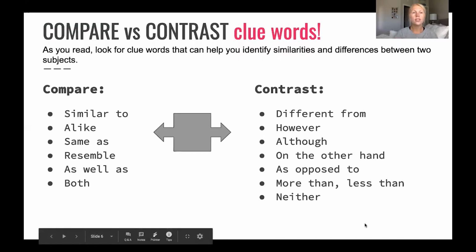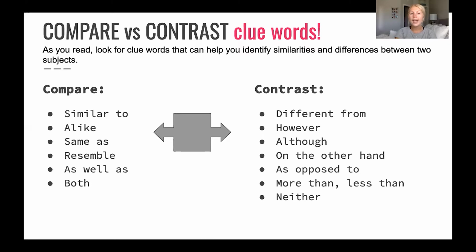So let's look at compare and contrast clue words. As you read, look for clue words that can help you identify similarities and differences between subjects. When we're reading, we should really look for these clue words, because these clue words could help us realize that the author is comparing and contrasting something in the text.